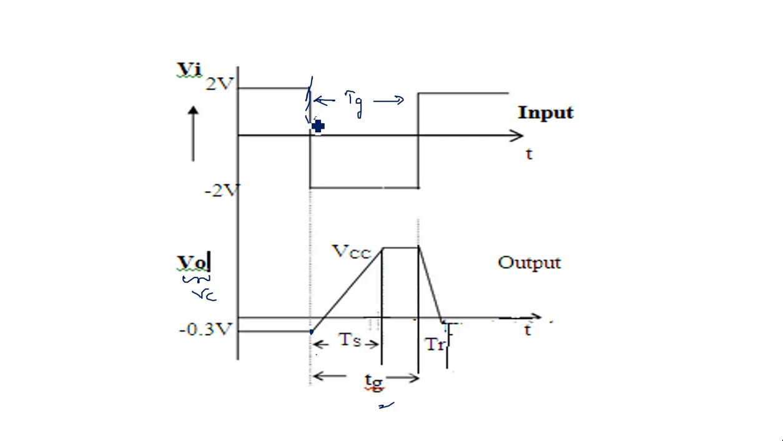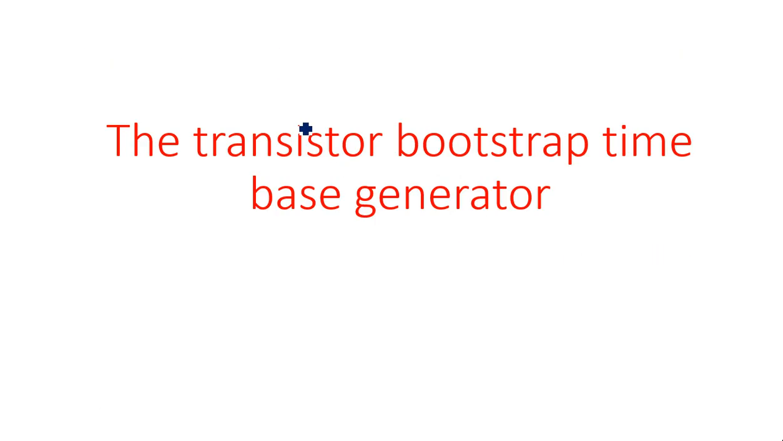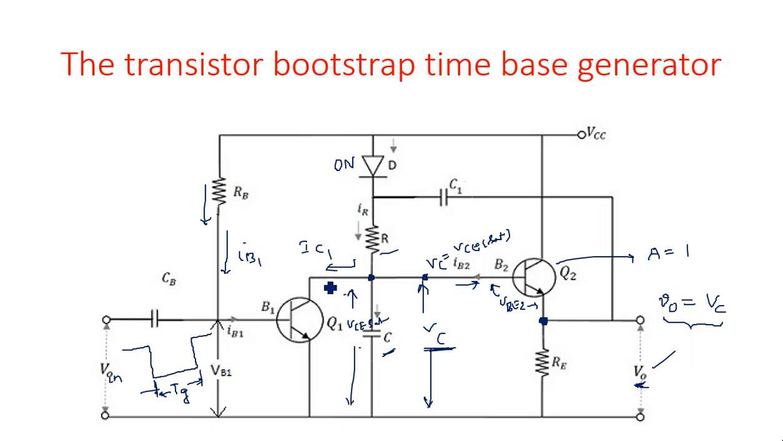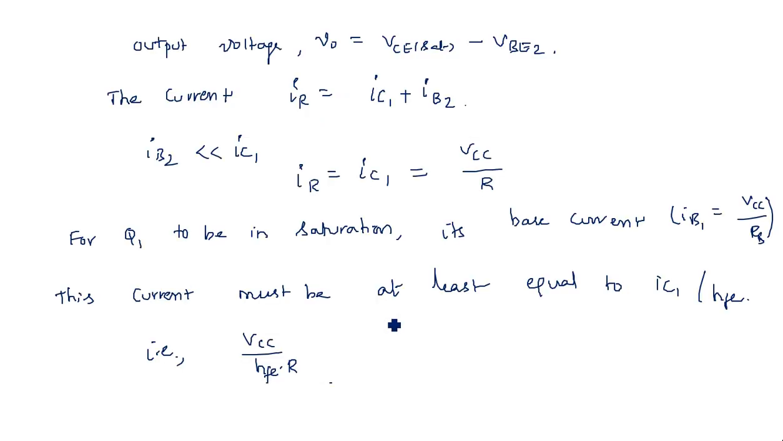Now when a negative gating pulse is applied to the first transistor Q1, Q1 comes into off state. So when Q1 comes into off state, what happens? The capacitor has a path to charge. Whatever current was going towards Q1 previously now goes towards the capacitor. When the transistor Q1 is in on state, IC1 goes towards Q1, but when it is in off state, the current enters the capacitor, so the capacitor charges.